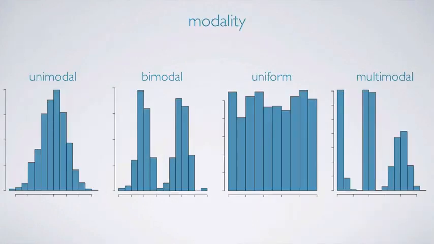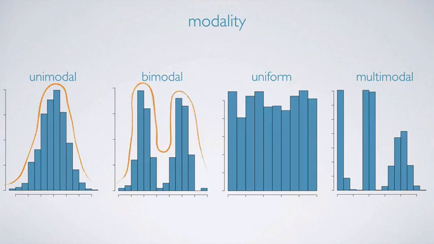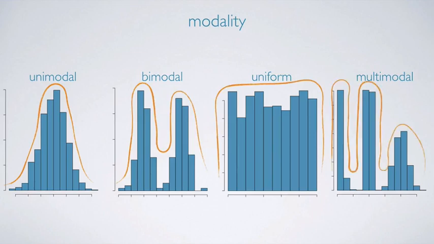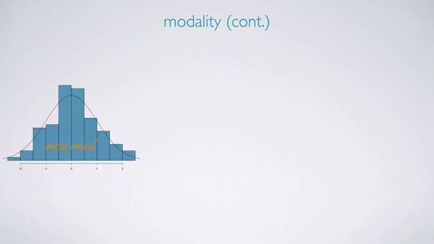Another important aspect of shape is modality. A distribution might be unimodal with one prominent peak, bimodal with two prominent peaks, or uniform with no prominent peaks. With more than two prominent peaks, a distribution is usually said to be multimodal. The distribution that you will most closely work with in an introductory statistics course is unimodal, the normal distribution, that you may also know as the bell curve.